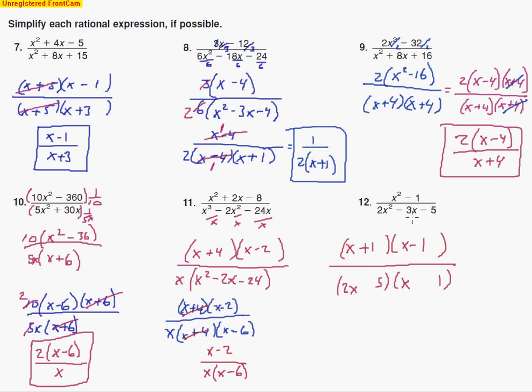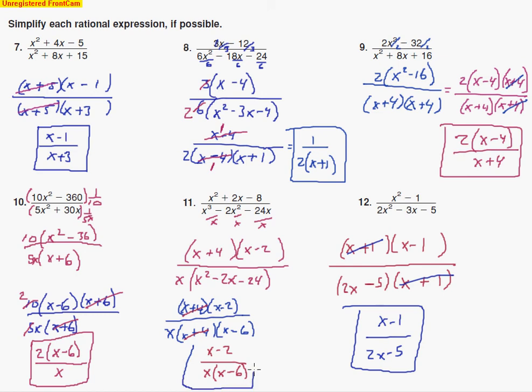Those will subtract to make 3. To make it a negative 3, put the minus in front of the 5, plus sign in front of the 1. And then from there we can cancel out a common factor. I see x plus 1, and this x plus 1 will cancel, leaving me with that x minus 1 all over 2x minus 5. And there is our final answer.